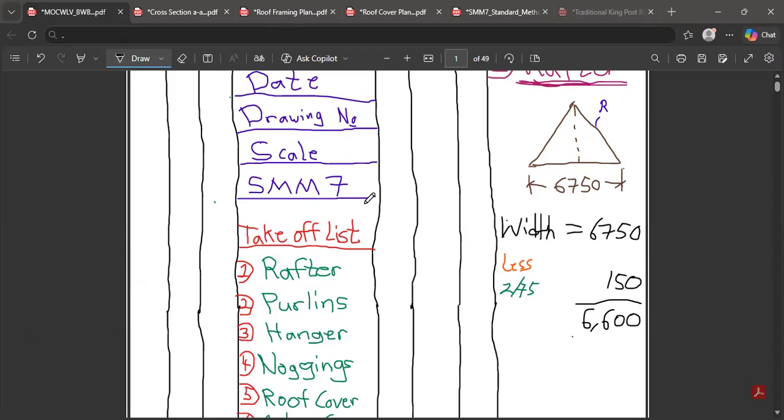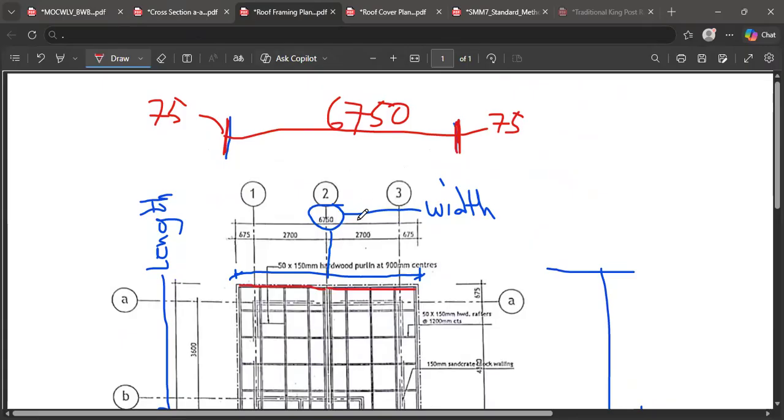Now you see that this 6600 that we have gotten is actually the length of the full rafter without the overhang. So now we want to know the length of just one rafter. You can see that this is one, and this is two. But the answer we have gotten is for the full one, both one and two. So if you want to know the length of one rafter, what do we have to do? We have to divide it by two. Don't you see?